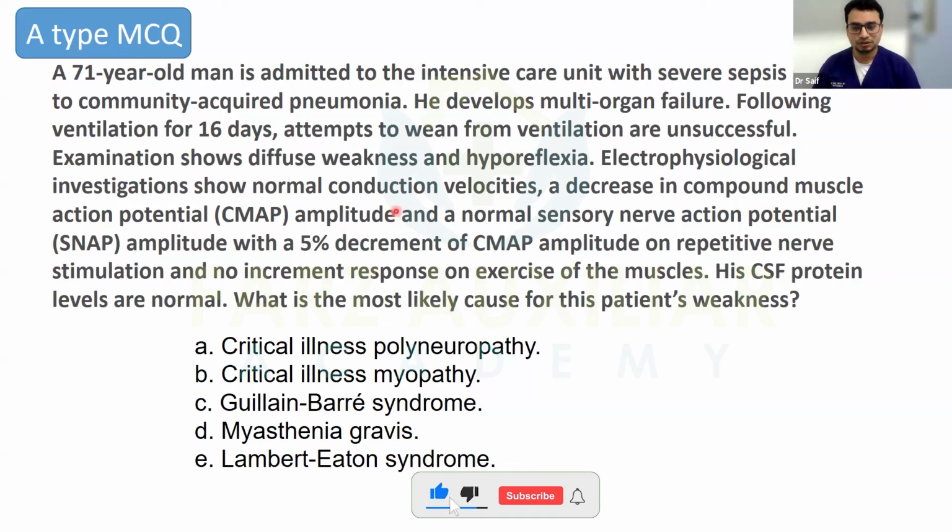So these kinds of questions based on the electrophysiological testing are expected. So you have to have a good knowledge about this. So what is your answer? Critical illness myopathy? Good. So most of the people are right. It's okay, great. So these are abnormal findings, okay?